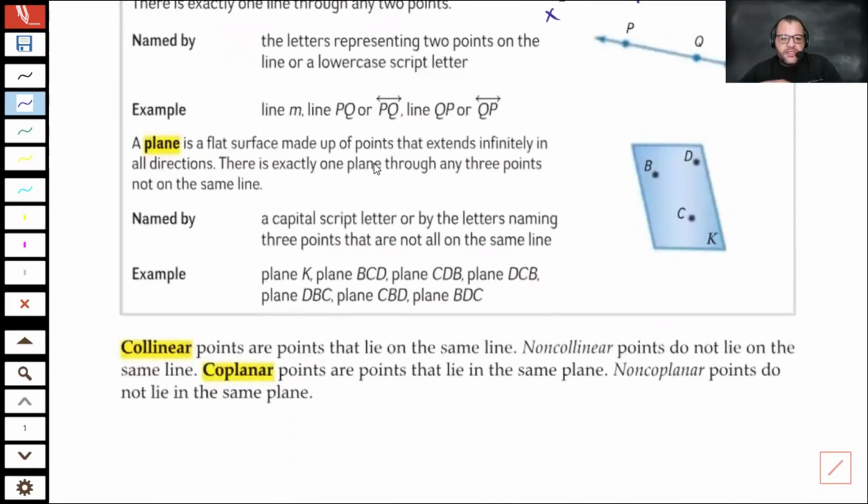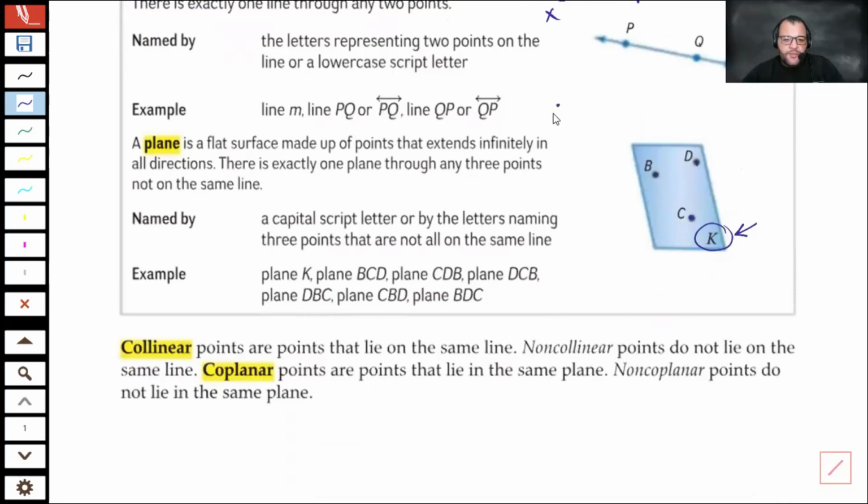What is the meaning of the plane? The plane is a flat surface that extends from all sides, from all directions. It is defined by three capital letters or one capital letter. Like we can say that it is called the plane K or the plane BCD. And the three points must be non-collinear points. What is the meaning of non-collinear points? The three points do not lie on the same line.